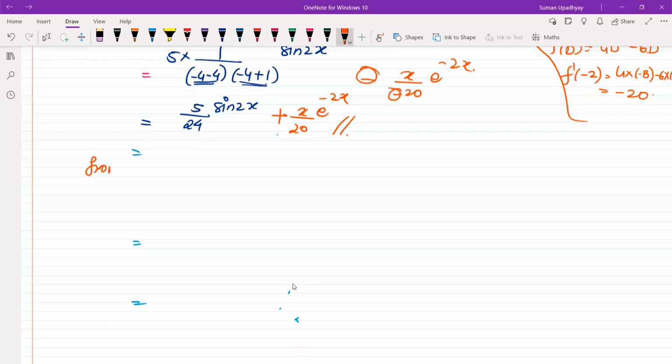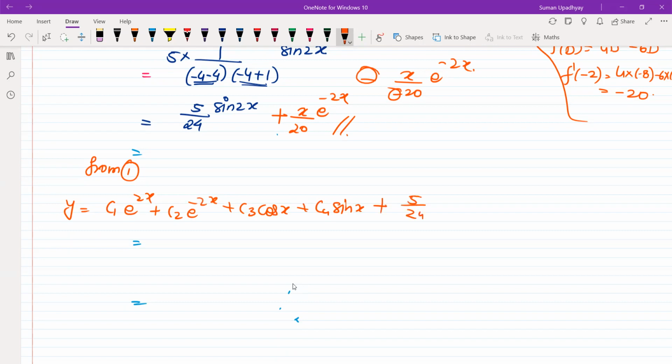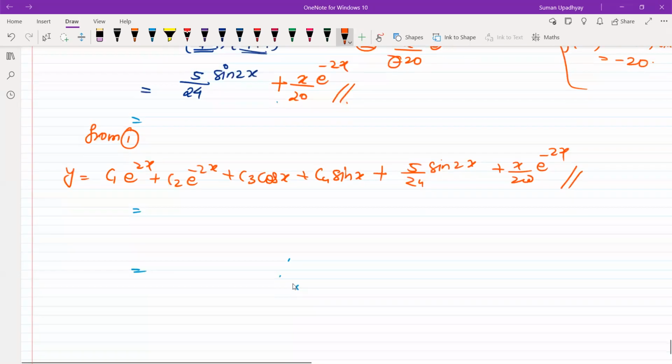Therefore, the complete solution will be c1 e raised to 2x plus c2 e raised to minus 2x plus c3 cos x plus c4 sin x. And this is the complementary function. Add the particular one too: 5/24 sin 2x plus x upon 20 e raised to minus 2x. So this is a complete solution. Clear to all of you? Objective questions can be framed on these topics, like the complementary function or the particular solution of the given differential equation. So you should know how to calculate complementary, how to calculate particular, and so on.